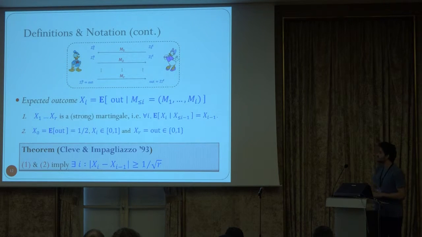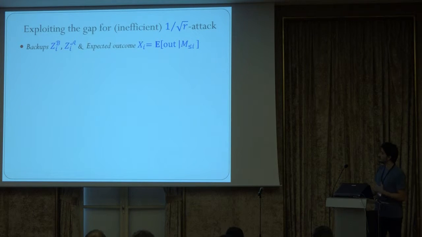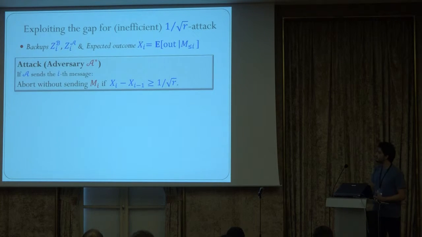So Cleve and Impagliazzo showed that for any such sequence, there is a gap of magnitude 1 over square root of r between adjacent variables. And they exploit this gap in order to deduce a bias in the protocol. So how do they do this? Recall we have these backup outputs in case the protocol aborts, and we have this expected outcome sequence. The attack goes as follows. Let's say that Alice is the bad guy. She aborts without sending the ith message if a gap is detected in the expected outcome.